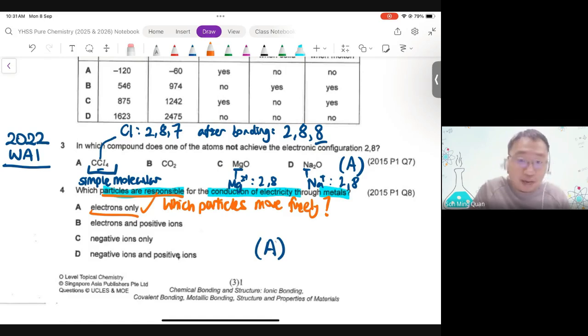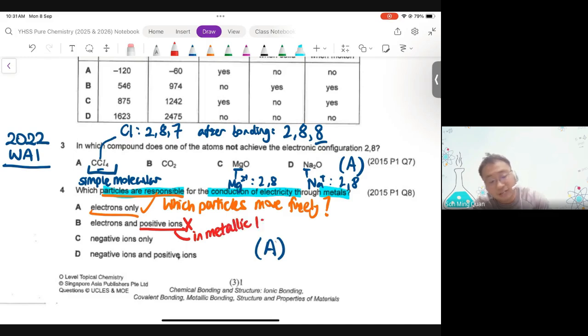The positive metal ions cannot move freely because they are in the metallic lattice. They only vibrate about fixed positions in the metallic lattice. So the delocalized electrons are the ones that move freely, not the positive ions. The positive ions cannot move freely. They are in the metallic lattice in fixed positions.